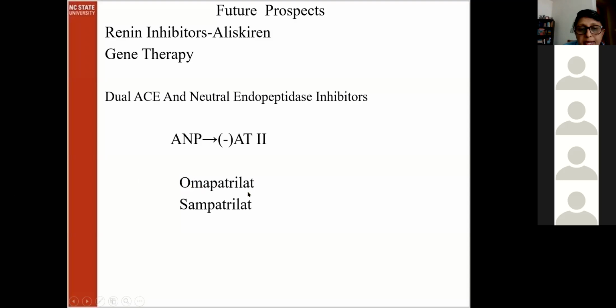So these drugs, omapatrilat and sampatrilat, will have both actions. It has AC inhibitor action as well as neutral endopeptidase inhibitor action. So there will be increased atrial natriuretic peptide, and AC inhibitor action is also there. So that is the drug omapatrilat and sampatrilat.